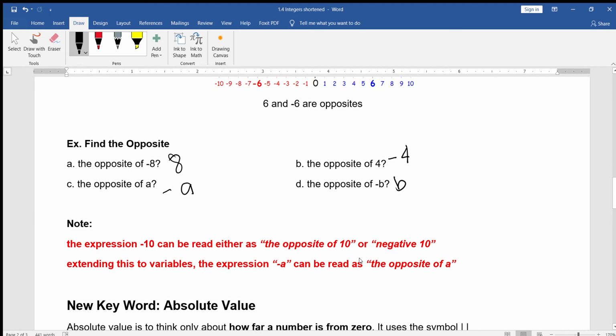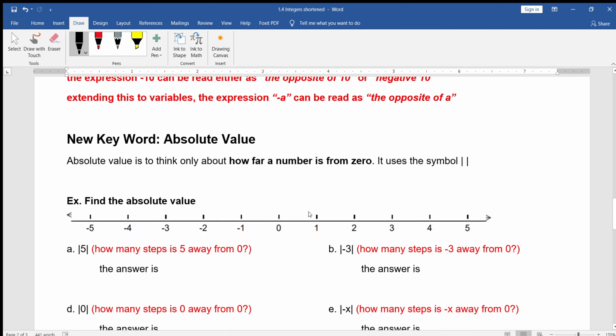Note, the expression negative 10 can be read as the opposite of 10 or negative 10. This one will come back to us when we start adding and subtracting negatives, so please memorize this part. This allows us to add and subtract negatives, and divide and multiply. Anyway, you can extend this to the variables too. Negative A can be read as the opposite of A, and the opposite of A can be read as negative A. And that's basically it.